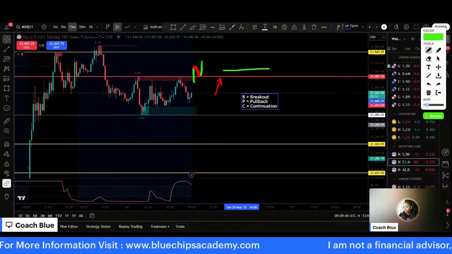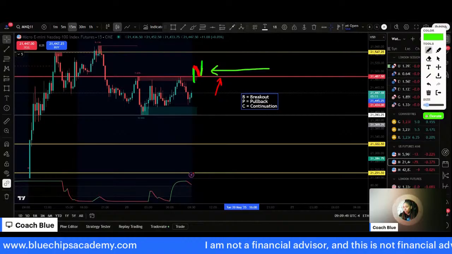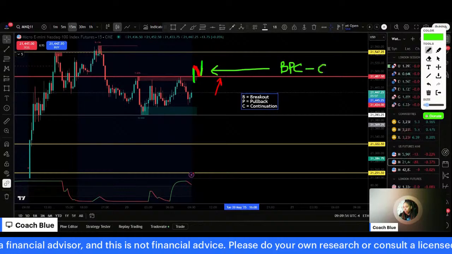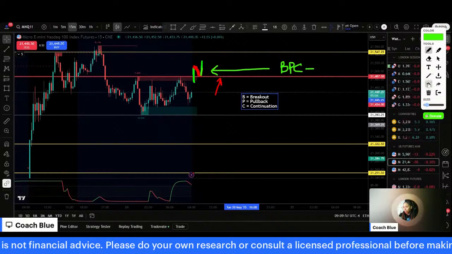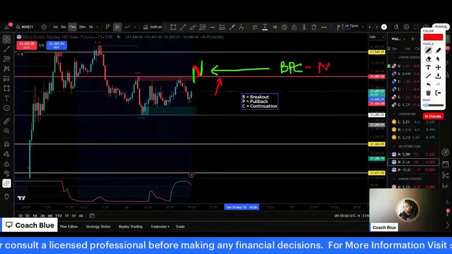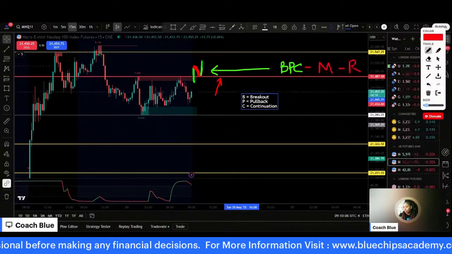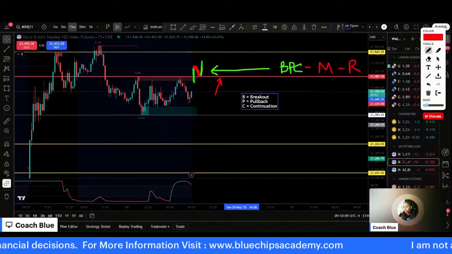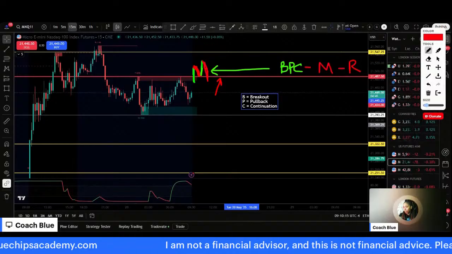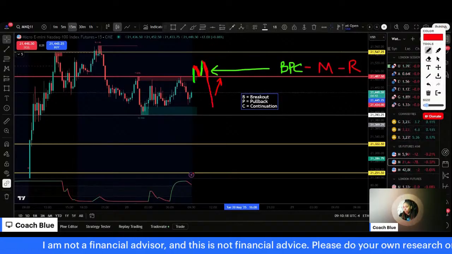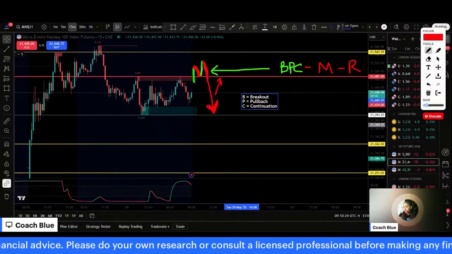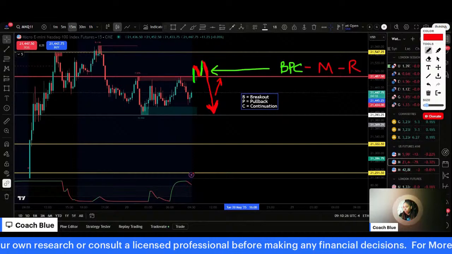So an N is more so BPC confirmation, and an M is more so BPC rejection. Okay, so that's BPC rejection. With an M, you would see price break out, pull back, and then get rejected again. So there are two rejections. This is what we call a double top. Price comes back down into the channel, and then we look for a sell opportunity. Okay, so that's a BPC rejection on the upside.